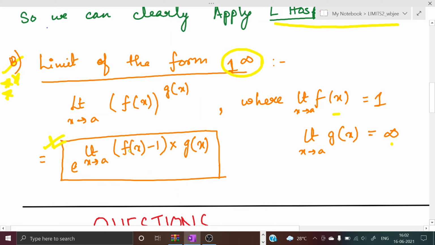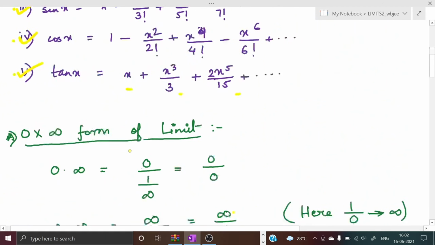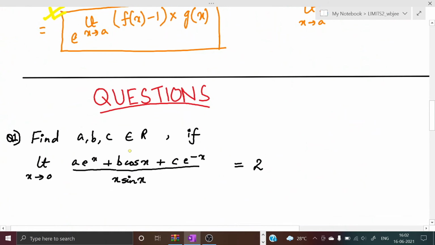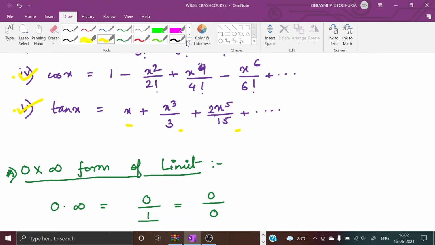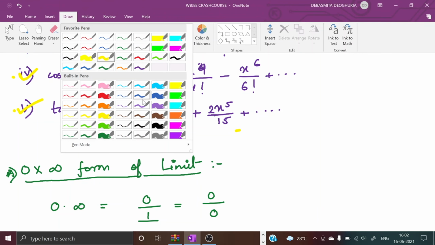There is also a derivation of how it comes. This is not just a simple formula. We will not discuss it in this lecture. Maybe we will discuss that in the lectures of the normal classes. So now we will solve questions.